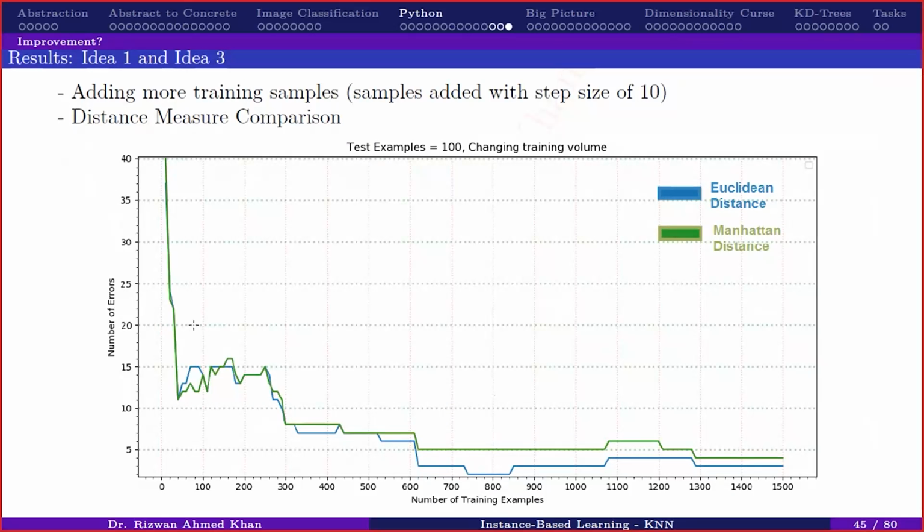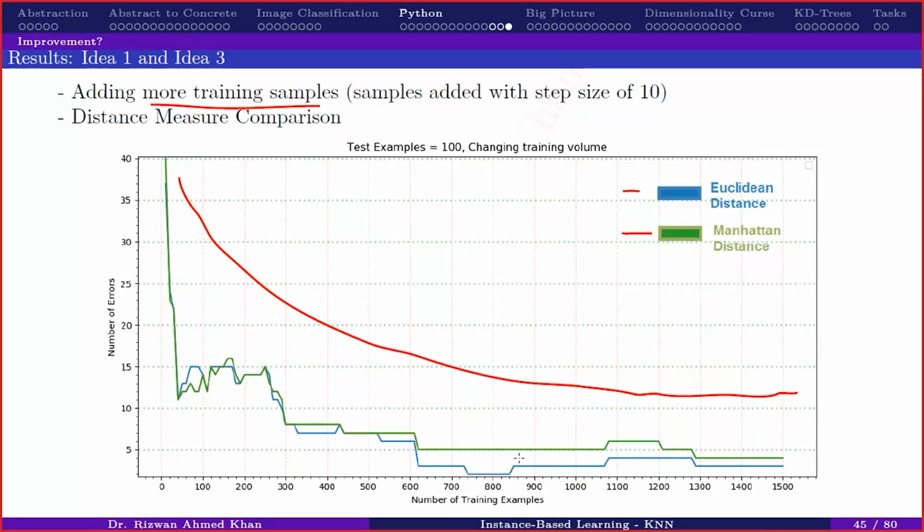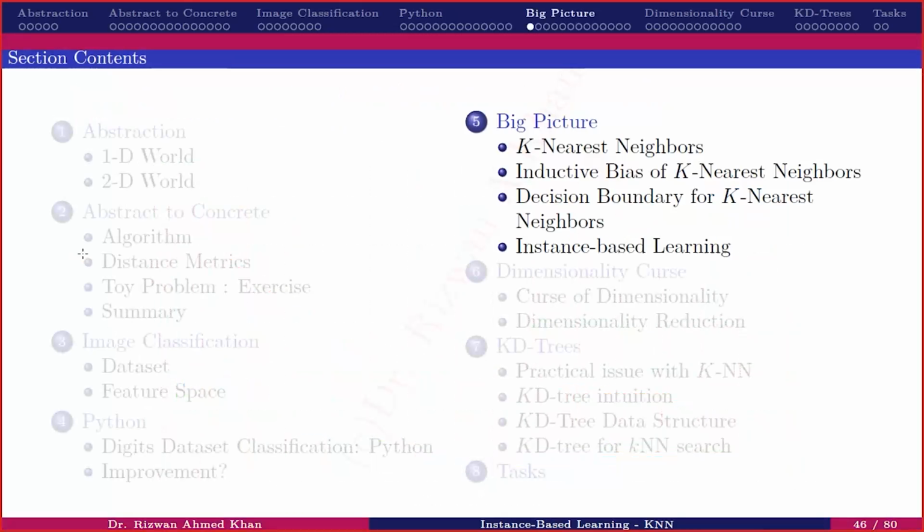So this was idea one, adding more training samples, and we started training with more training samples. This is the kind of curve that we got from the Python code which I wrote, and I coded different distance metrics as well. The difference was not huge if we use different distance metrics, but still it has an impact. And we can see that when we have more training samples, the classifier is getting more robust and errors are getting less. So this was the exercise which I did in last class.